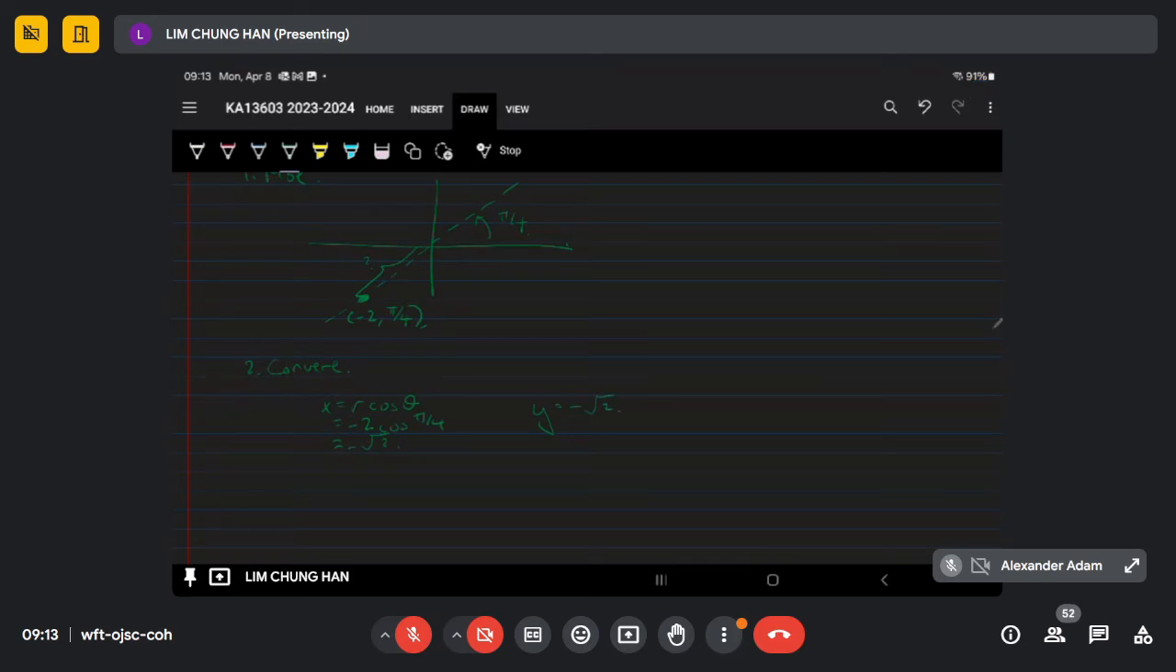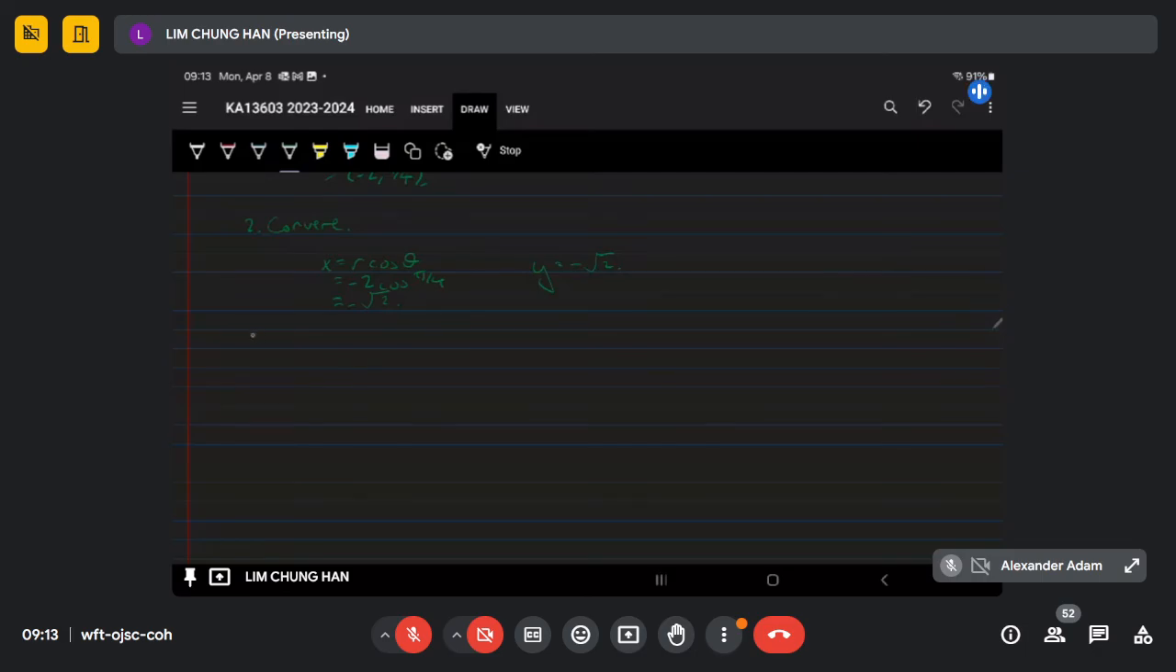Yes. So now we double check the answer. You plot this in Cartesian, x, y, both negative, so it's also in the third quadrant. Okay, so your answer is fine.